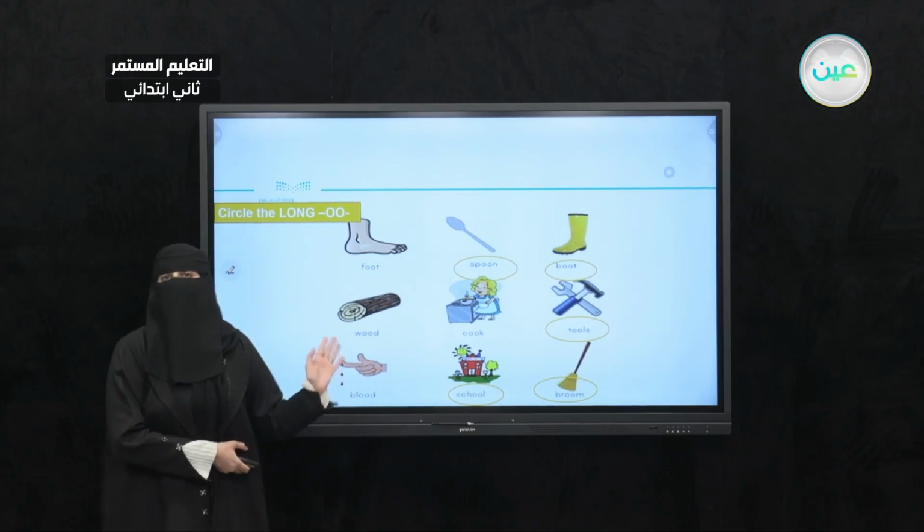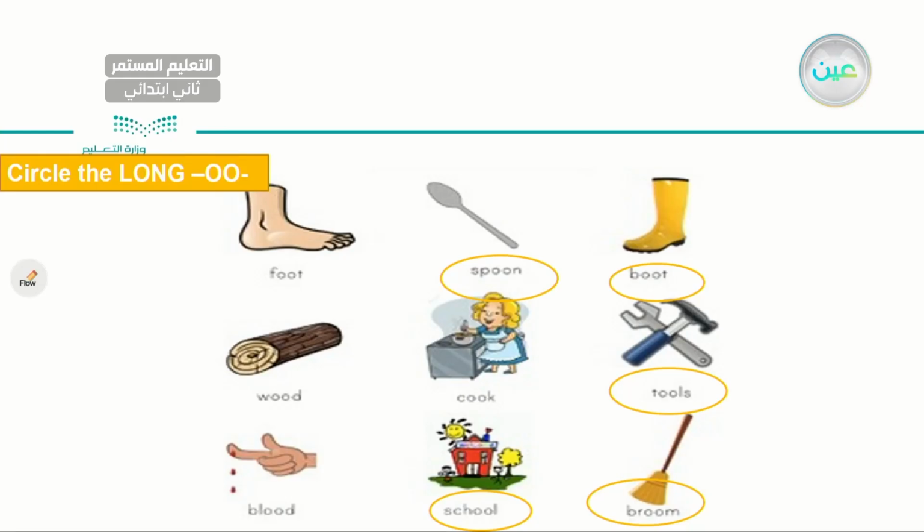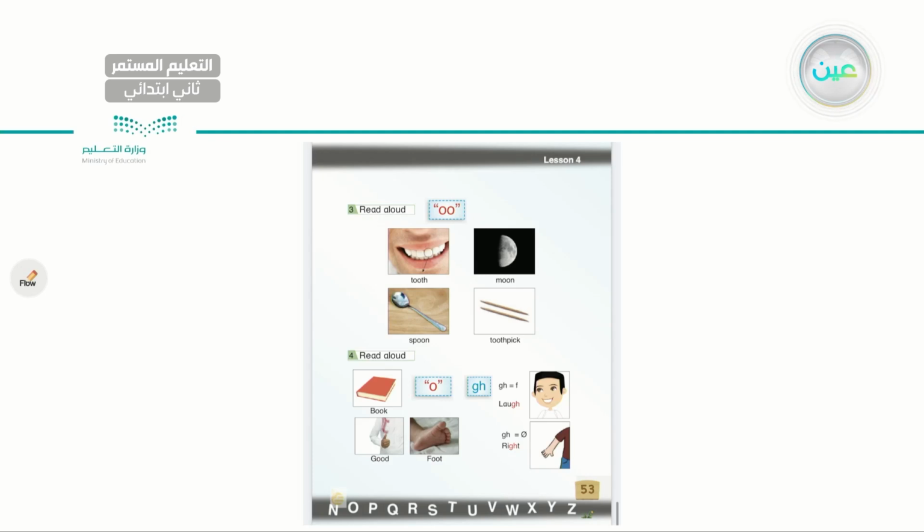So let's read the long O's together. Spoon, boot, tools, school, and broom. While the other words have the short sound. Blood, wood, cook, and foot. Very good.